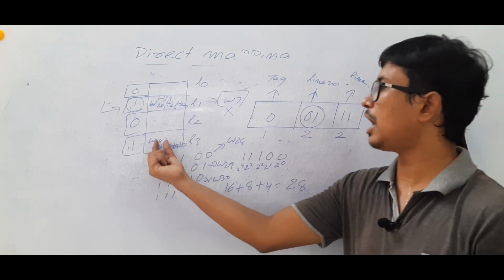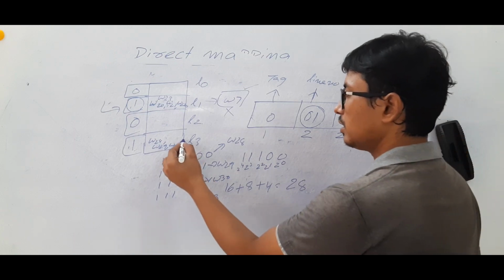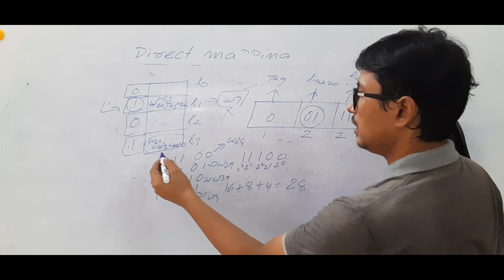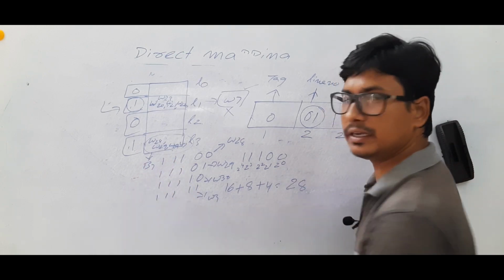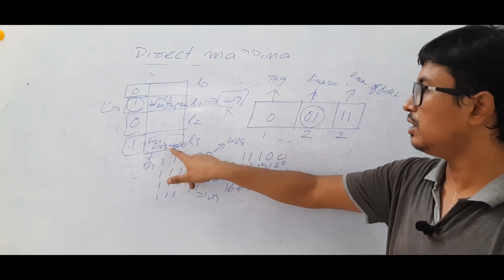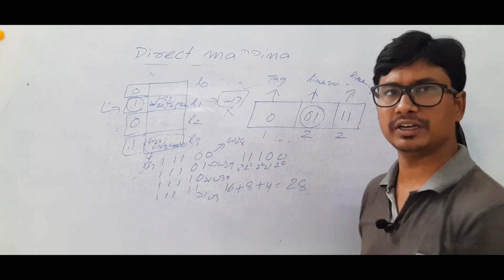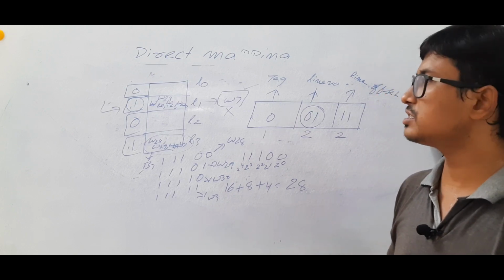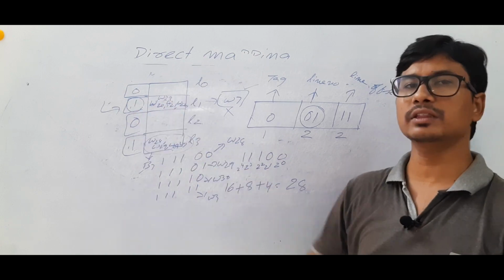Which block will have word numbers 28, 29, 30 and 31? Out of 32 words, it is block number 7. Am I right? Because block number 7 alone consists of word number 28, word number 29, word number 30, word number 31. Yes, block number 7 can be placed in line number 3 according to direct mapping. So this is the way we identify whether a particular word is there in the cache memory or not.